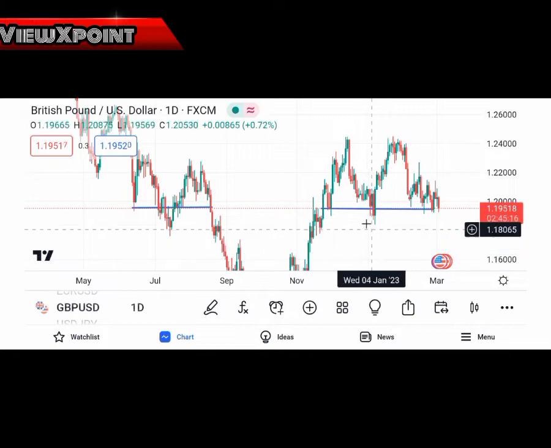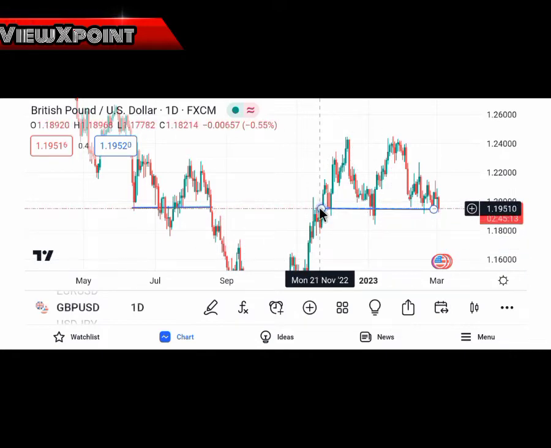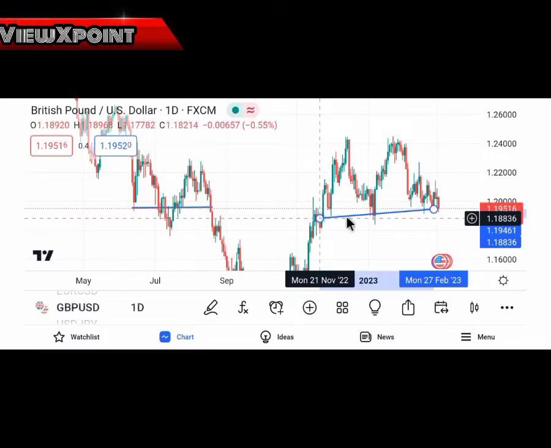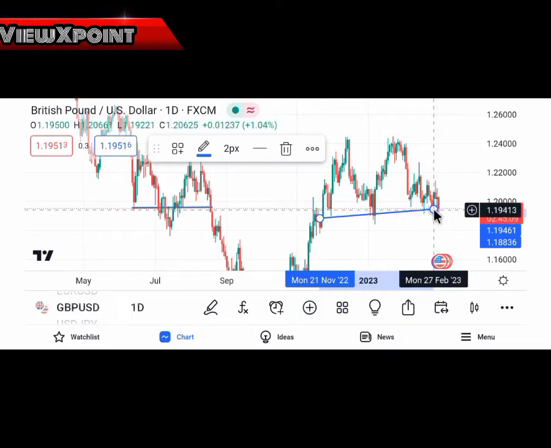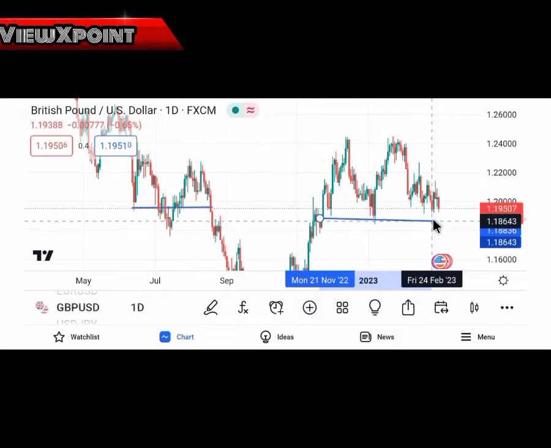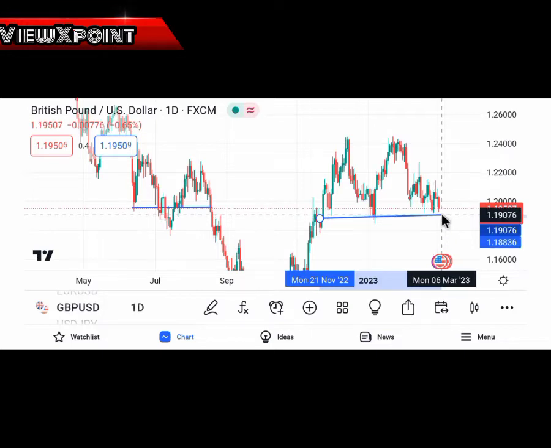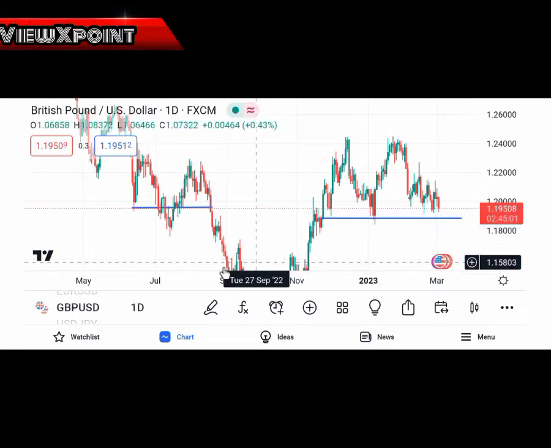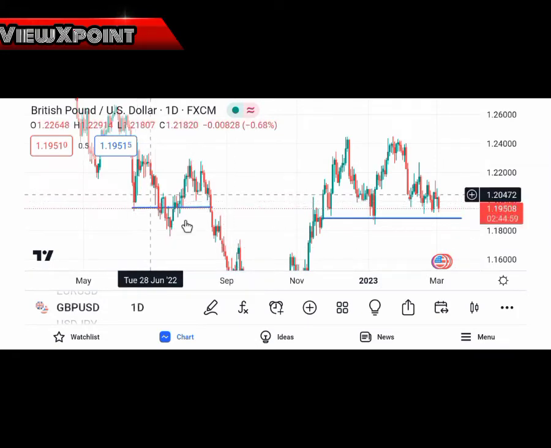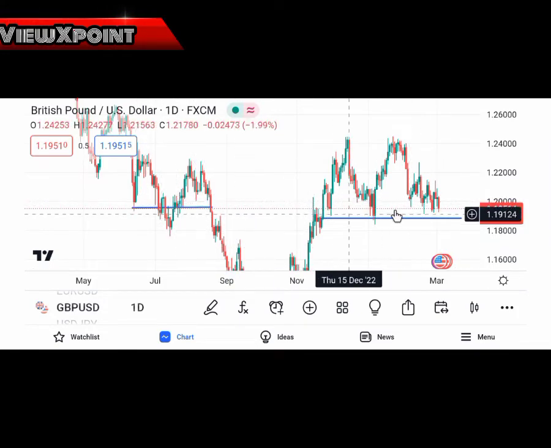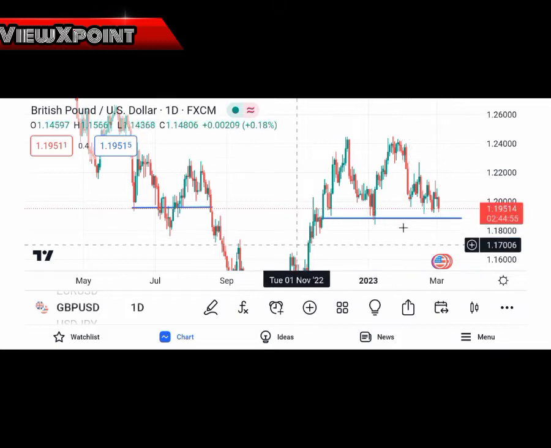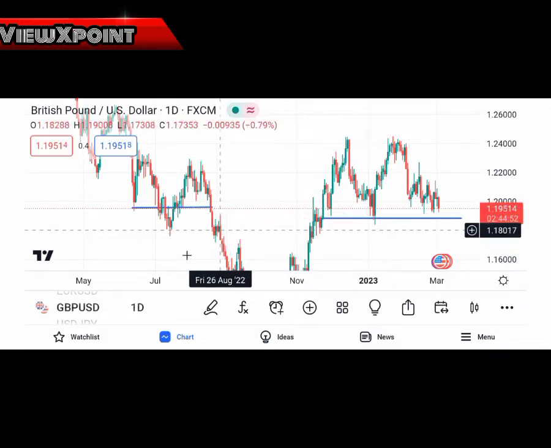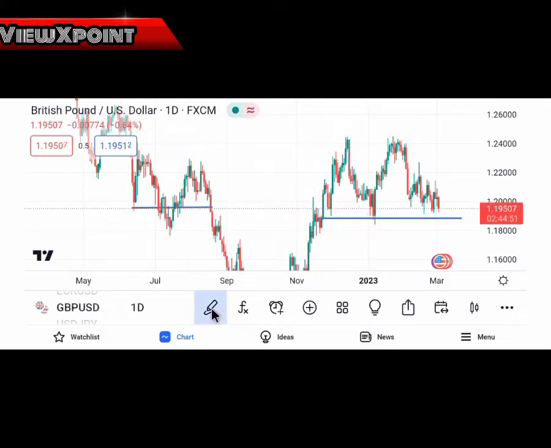Now, looking at this market, let's bring this down here. Looking at this market, guys, we've been able to at least identify where we have support level. Support level is at the bottom. Okay, so how do we identify resistance?